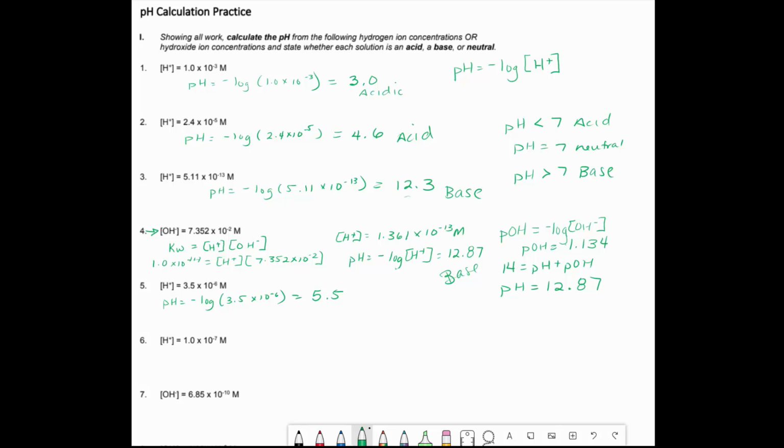Number 6, again, the hydrogen ion concentration. The pH is equal to the negative log of 1.0 times 10 to the negative 7. So the pH is 7.0.